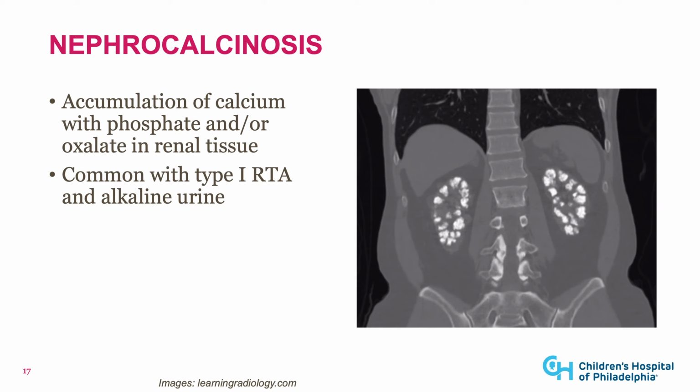Patients with Kearns-Sayre syndrome and mitochondrial depletion syndrome can develop nephrocalcinosis, which means calcium deposition in renal tissue, as shown on the CT scan on the right.